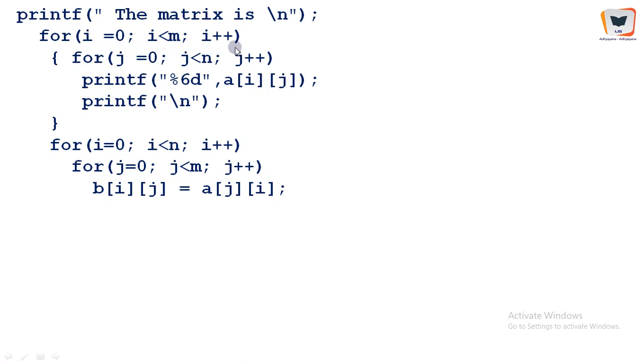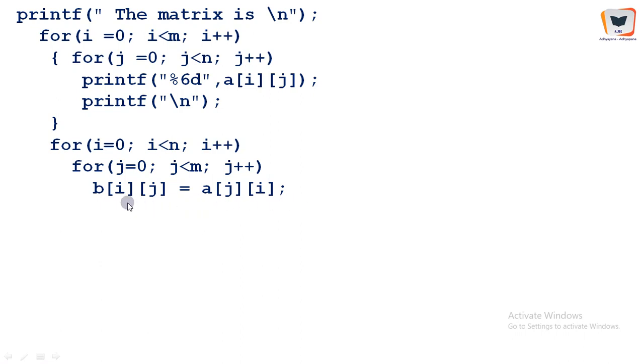i equal to 0, i less than m, i plus plus, j equal to 0, j less than n, j plus plus, percentage 6d in order to leave a sufficient gap. Okay, a of ij and backslash n. And here transposition is happening. For i equal to 0, i less than n, i plus plus, j equal to 0, j less than m, j plus plus. Now there are n rows and m columns, and in the original matrix there are m rows and n columns. Accordingly, b of ij will be equal to a of ji.